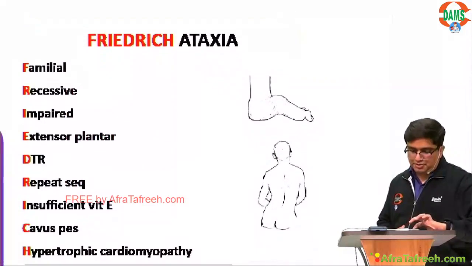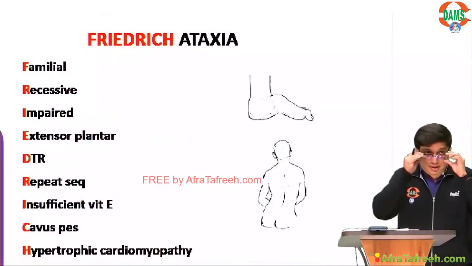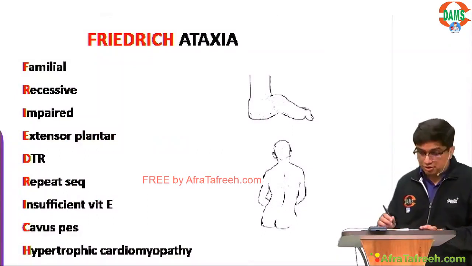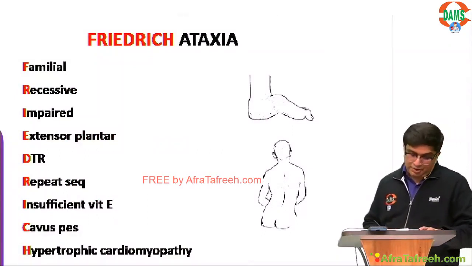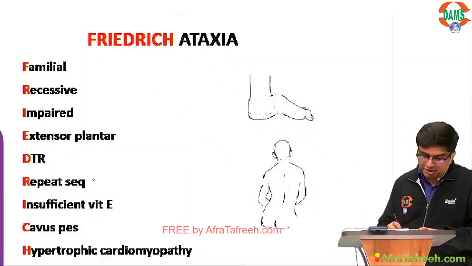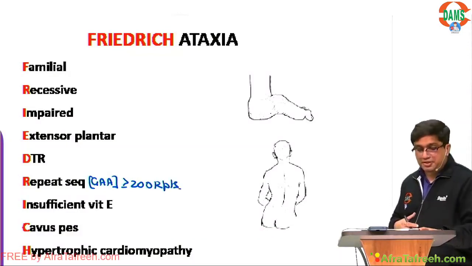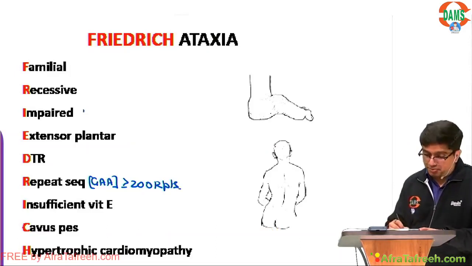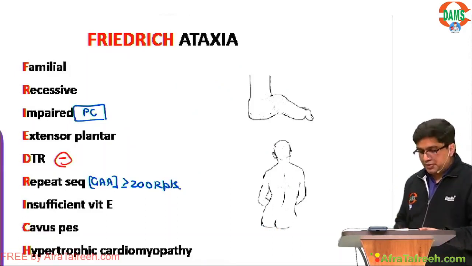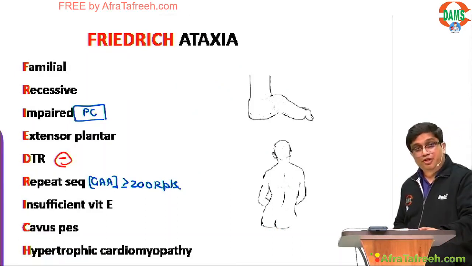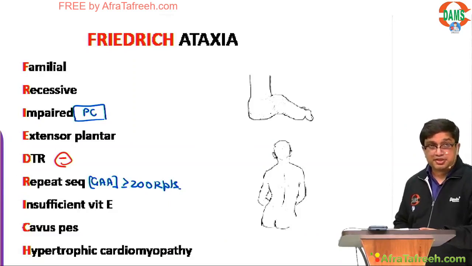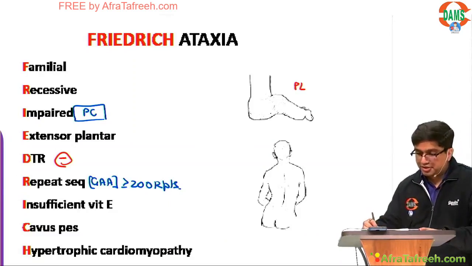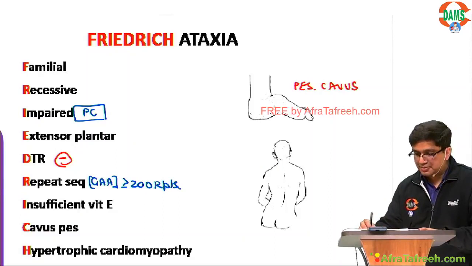Now the showstoppers, Friedreich ataxia, a very important topic. It's a familial disorder, autosomal recessive in trait, in which the GAA sequence repeats more than 200 times. In these patients, we have impaired posterior column, extensor plantar, and absent DTR. We often have vitamin E deficiency with a foot deformity that you can see in this image as pes cavus.